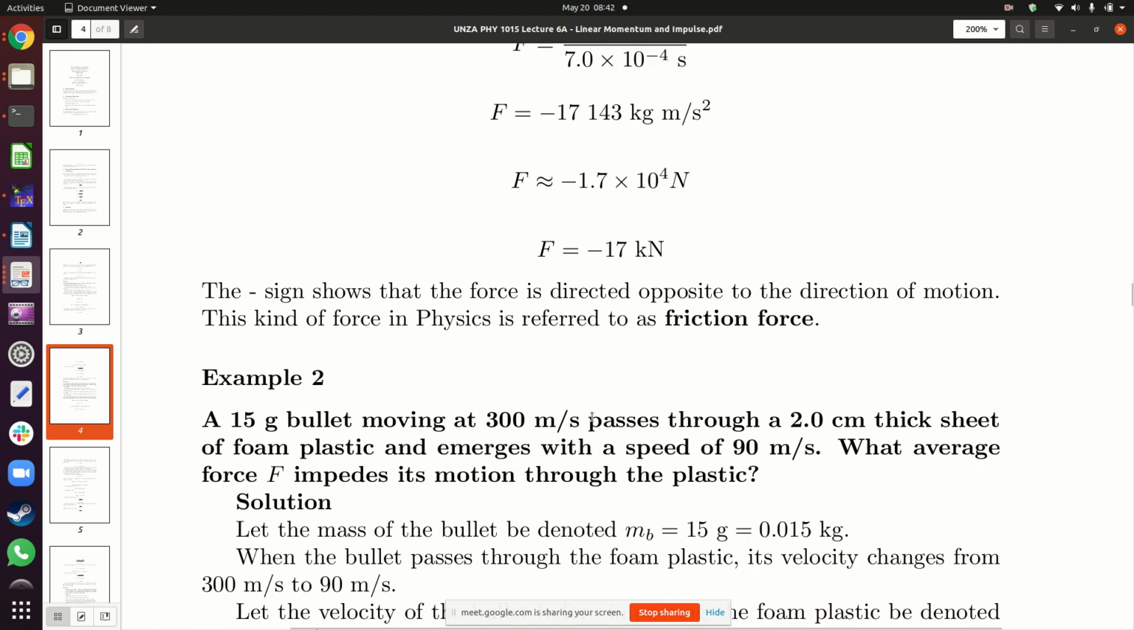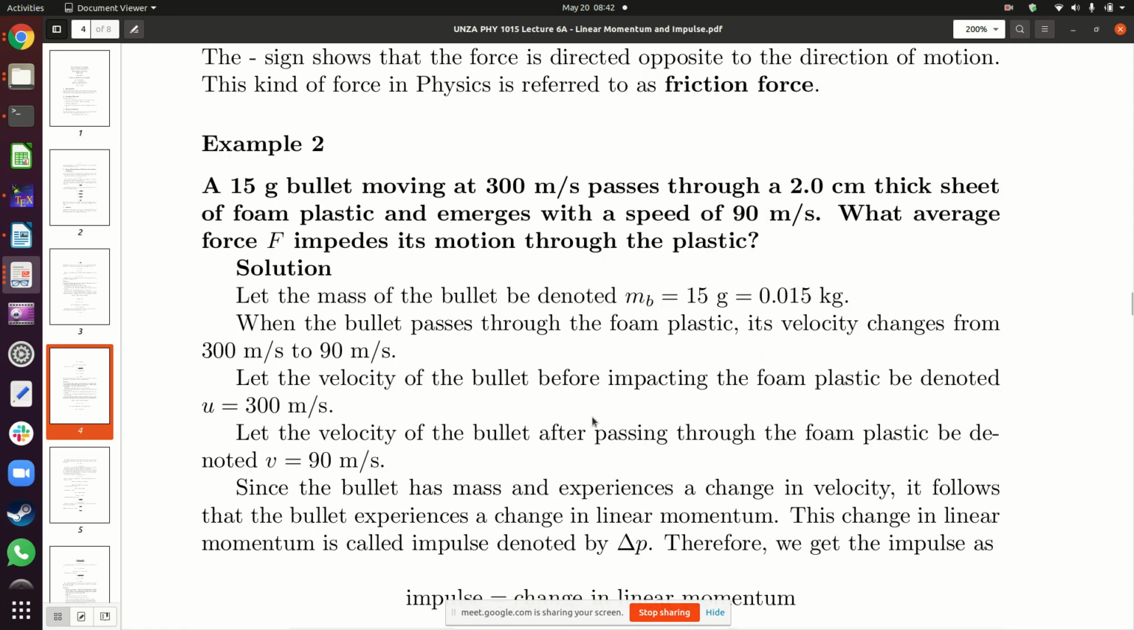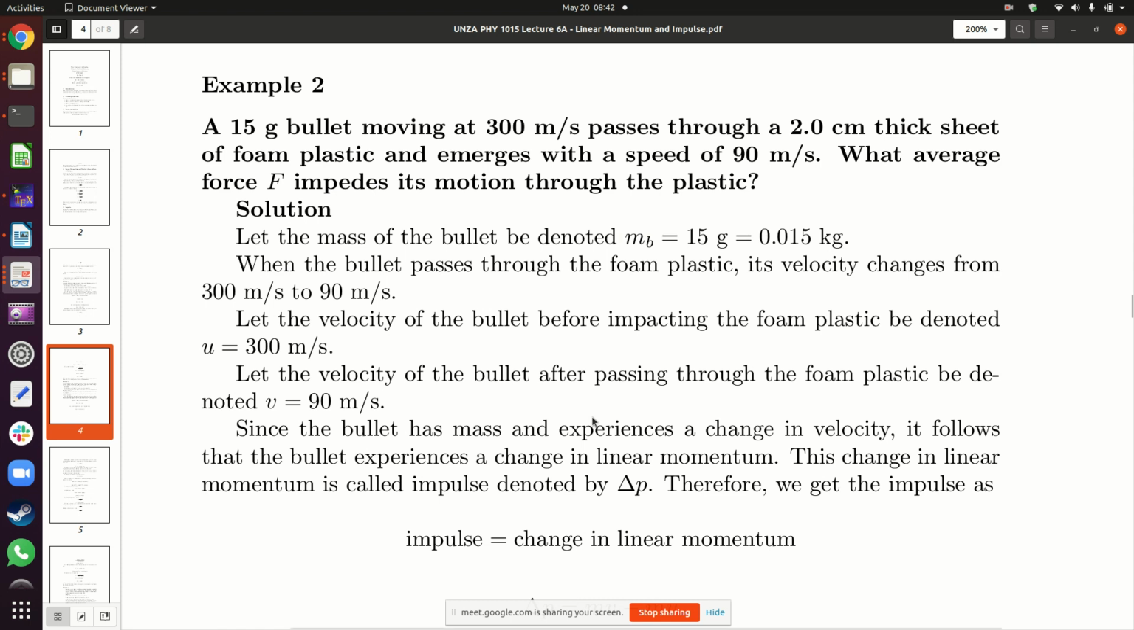Yes, sir. Okay. Another example, example 2. A 15-gram bullet moving at 300 meters per second passes through a thick 2 centimeter thick sheet of foam plastic and emerges with a speed of 90 meters per second. What average force impedes its motion through the plastic?